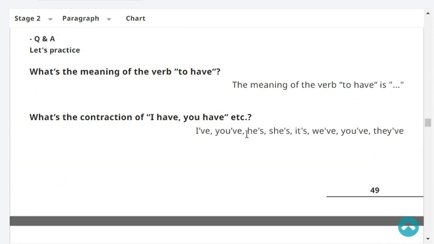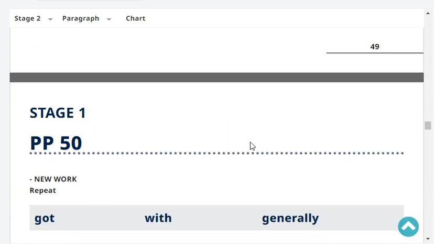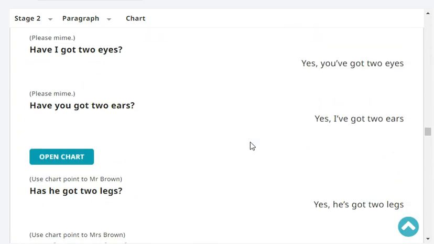What's the construction of I have, you have, etc.? The contraction of I have, you have, etc. are I've, you've, etc. Very good.